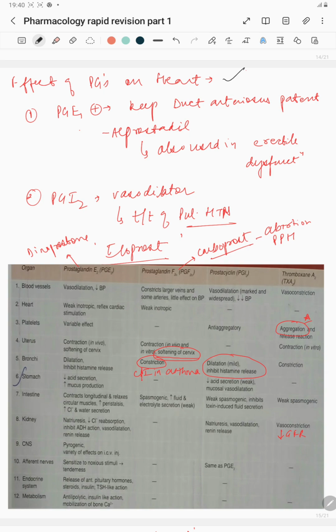Next, the effects of prostaglandins on the heart. The PGE1 agonist, which keeps the ductus arteriosus patent, is alprostadil. Alprostadil is also given in erectile dysfunction patients. Next, PGI2, prostacyclin, is a vasodilator used for the treatment of pulmonary hypertension. The drug is iloprost.